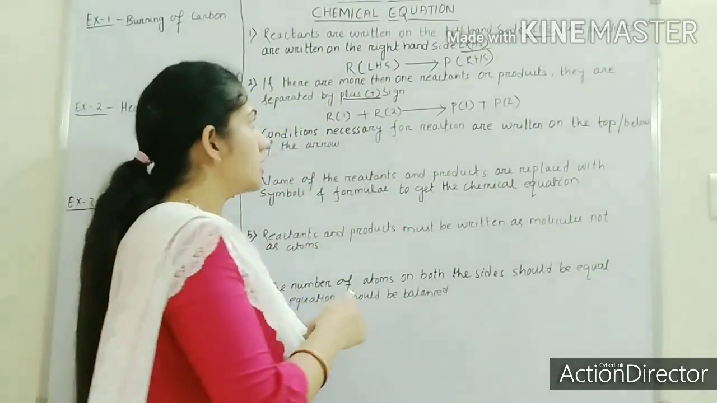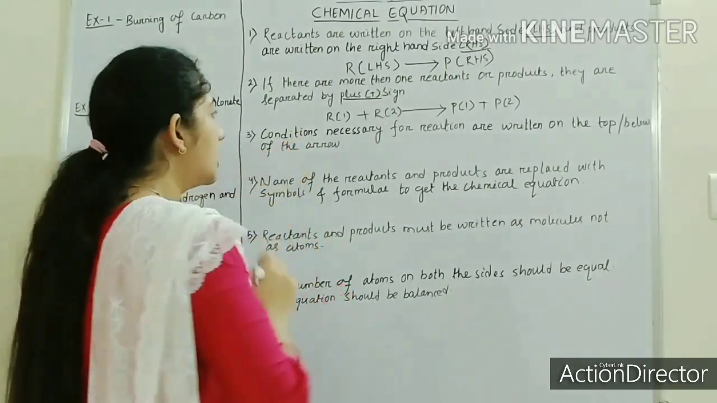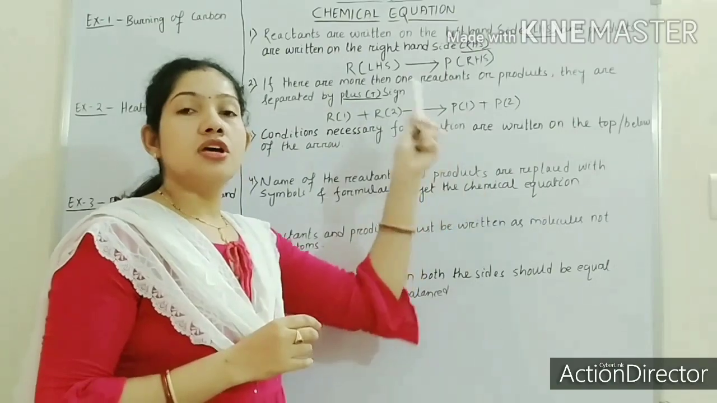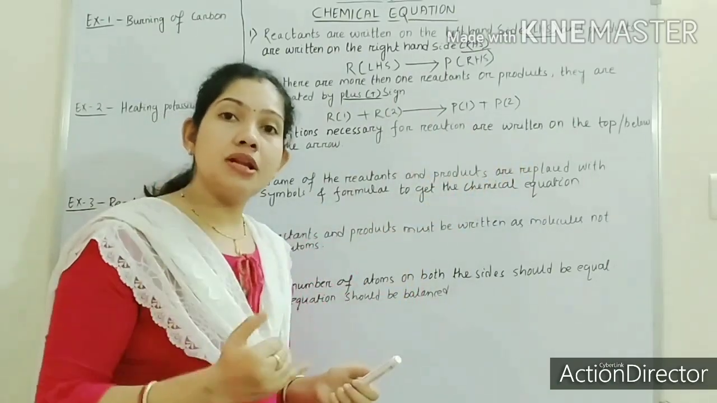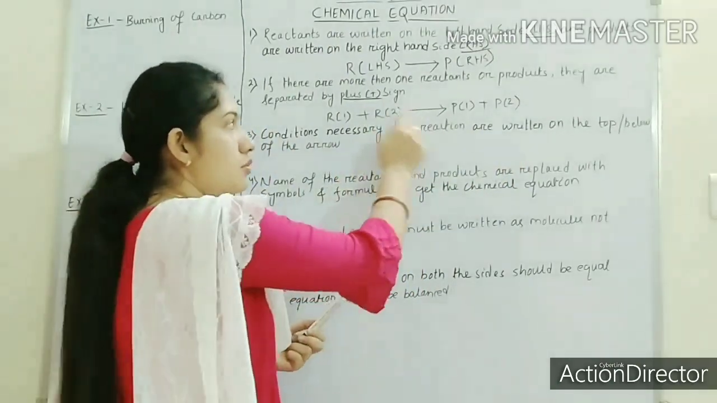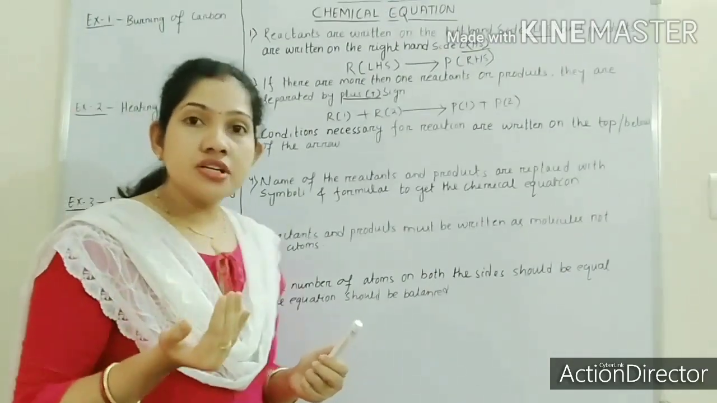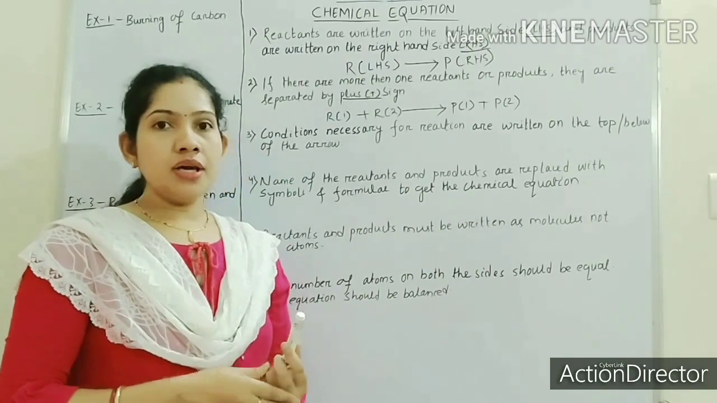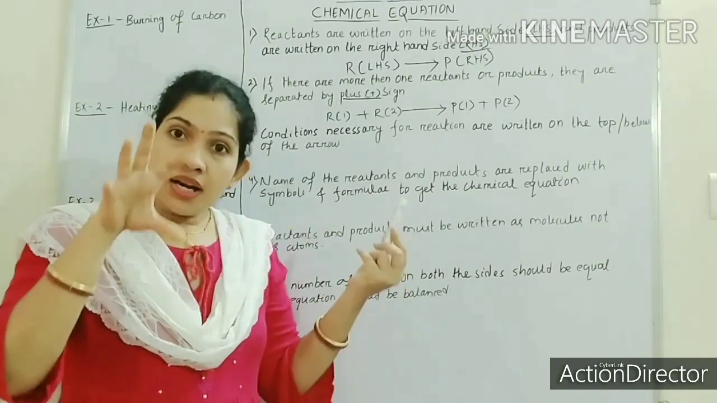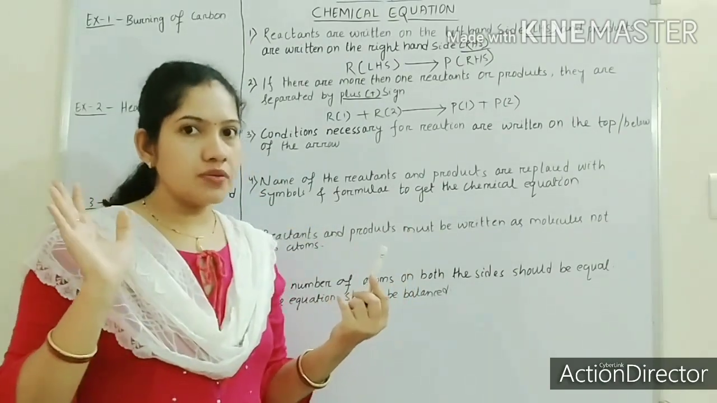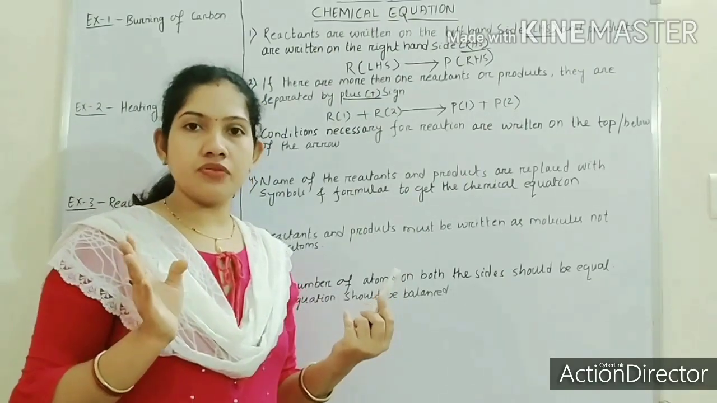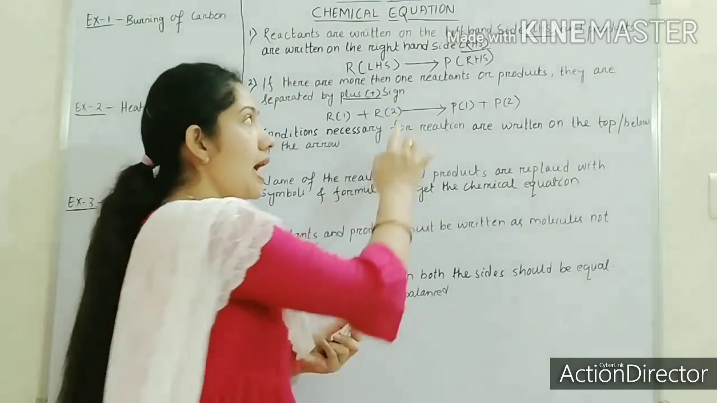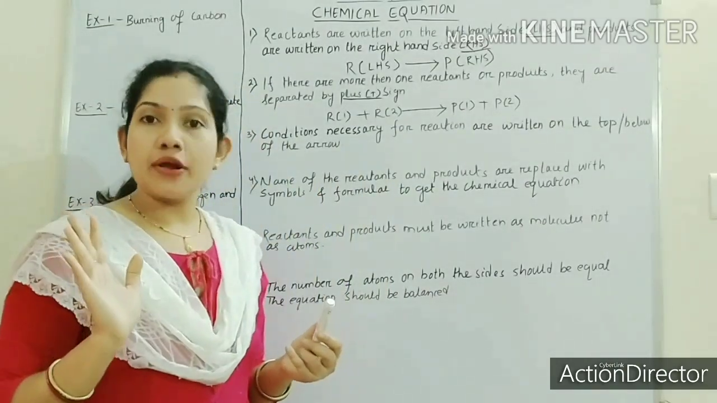Okay. Next, the third one is conditions necessary for reactions should be written above or below the arrow mark. So this is the arrow mark, you can see. The conditions necessary like heat, cold, electricity, pressure, all these conditions, or heat or light. Already we have discussed what are the conditions necessary for a chemical reaction. Those conditions should be written above or below the arrow mark.